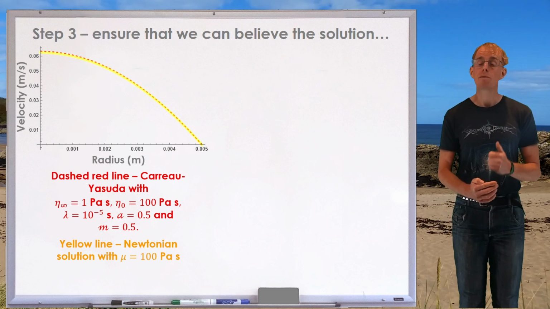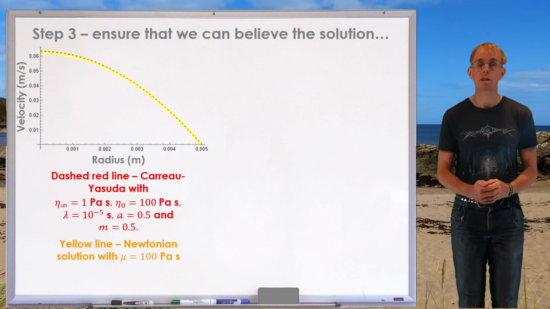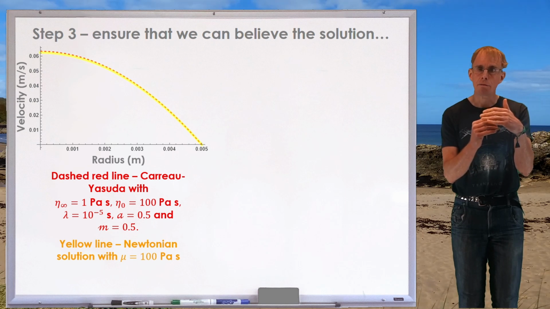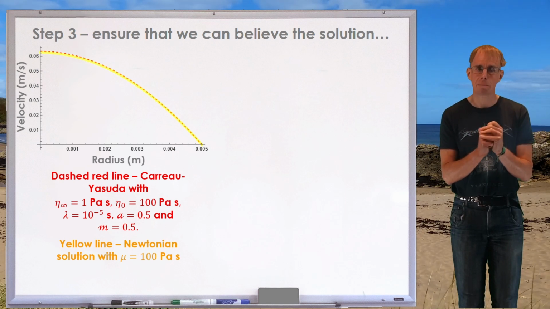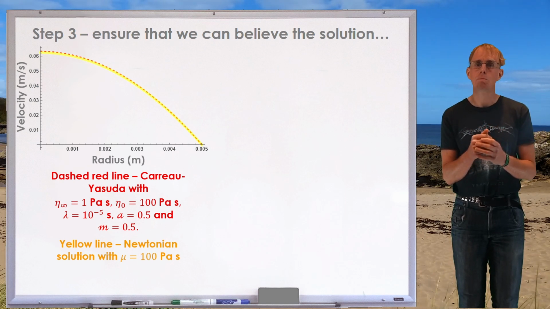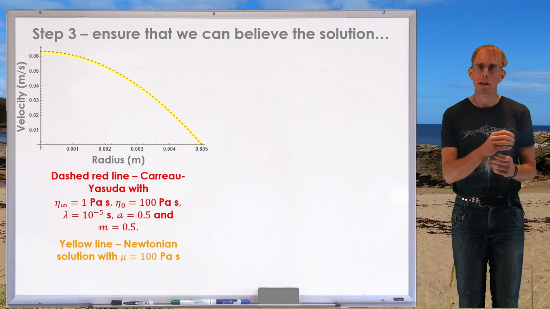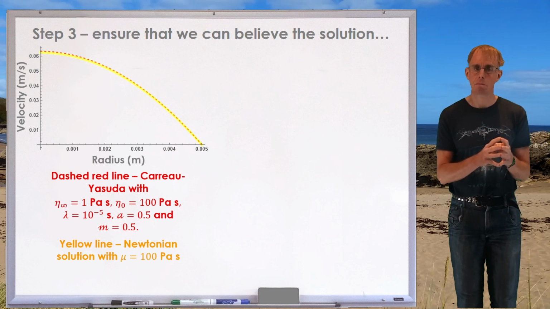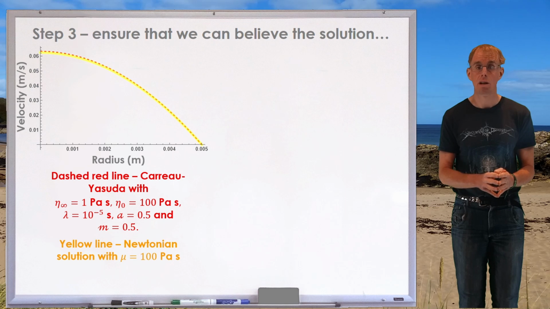Good. If we look at it carefully, we'll see that at 0 radius there's a slight divergence between that yellow line and that red dotted line. And we need to think about that. Why? Well, that is where we're really dropping our shear rate to 0, isn't it? So, are we still in the region that we think we're in? But the correspondence is excellent.